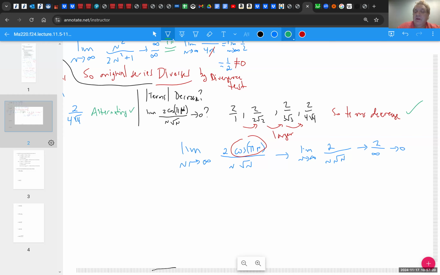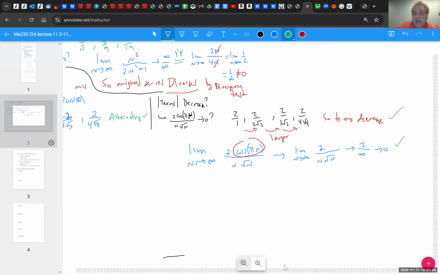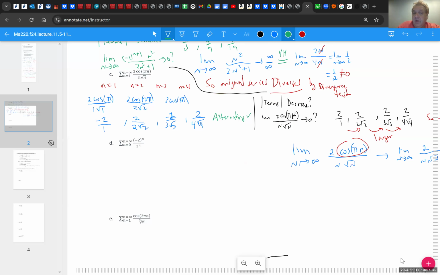Okay, so we know it alternates. We checked. We know it decreases. We argue that it decreases because the terms on the bottom get larger, so the fractions themselves get smaller. And we found the limit, and the limit goes to 0. So what does that mean? Well, if all those things are satisfied, we immediately know that this thing converges. So thus, the original series converges by the alternating series test. Now, if it converges, right, this was our series right now that we're testing.